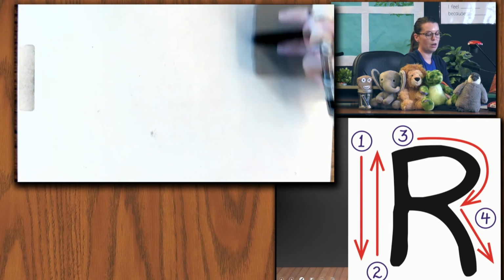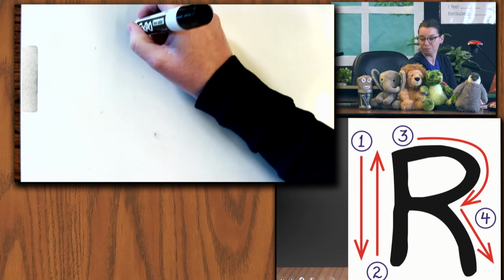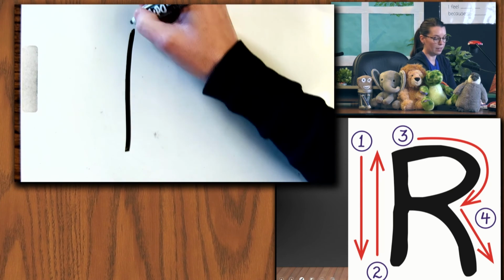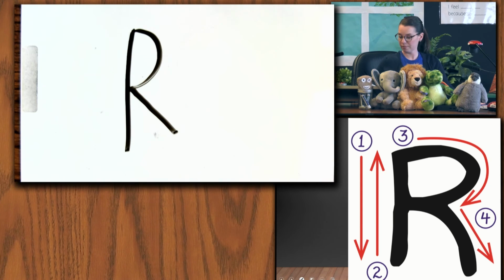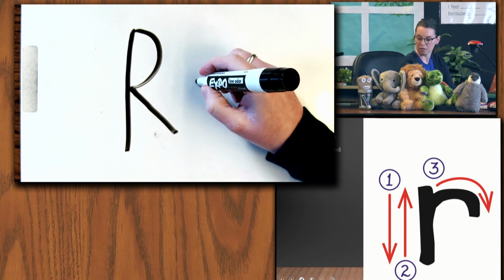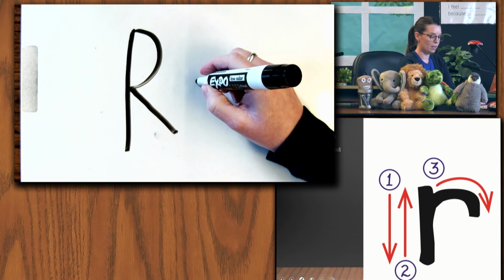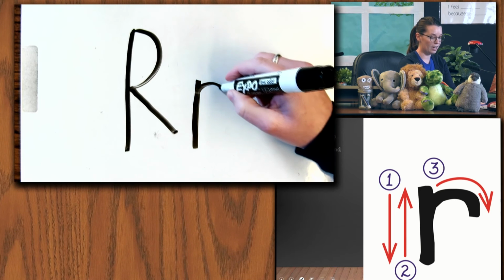Capital R. R says R. Pens up, line down, back up, bump around, slanted line down. Lowercase r is a letter that is small. Pens out, line down, back up, tiny turn, and stop.